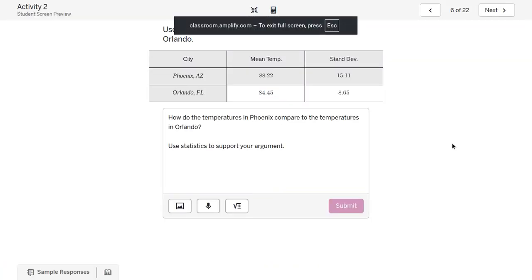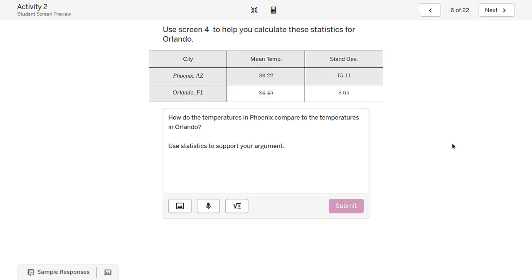Hello, so this is a summary of lessons 9 through 11 that we had done on the 28th and 29th of October. The first part we looked at was just comparing data, so being able to look at statistics and make a conclusion and support our argument based off the data.